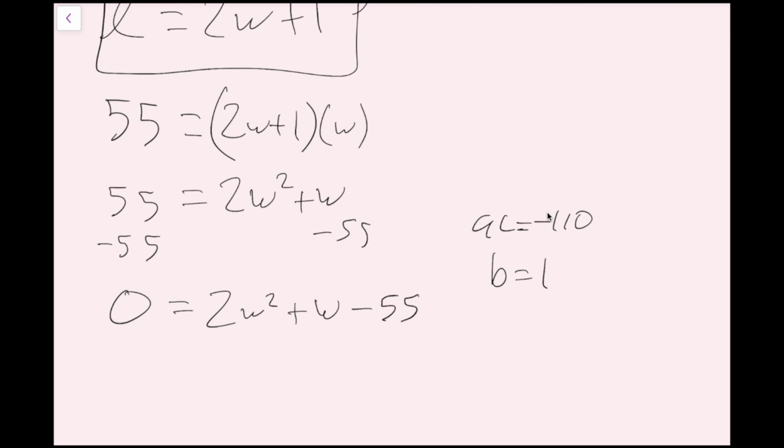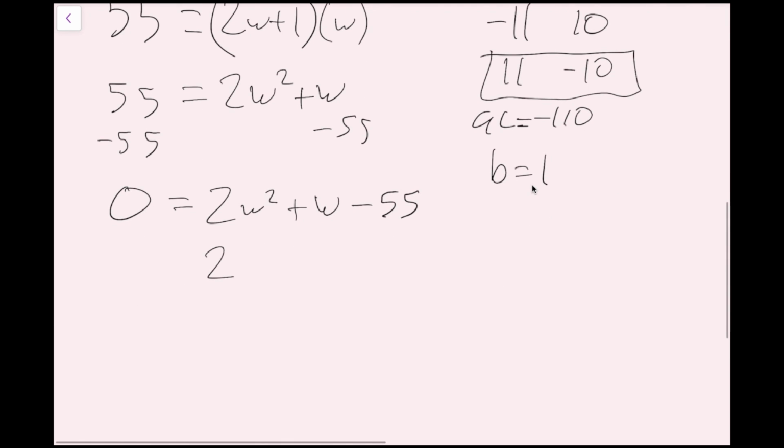So the negative sign means that they're going to have two different signs, so it's either going to be negative 11 and positive 10, or positive 11 and negative 10. And since b is positive, that means when I add them, it's going to be positive. So if I do 11 plus negative 10, that's going to give me positive 1. So these are my values that I'm going to break w up into. So instead of writing just 1w, I'm going to write 11w minus 10w. So I'm going to get 2w squared plus 11w minus 10w minus 55.